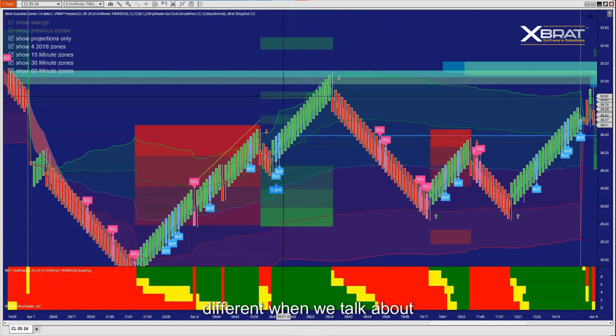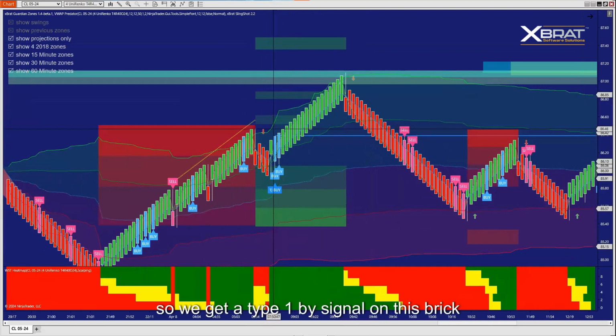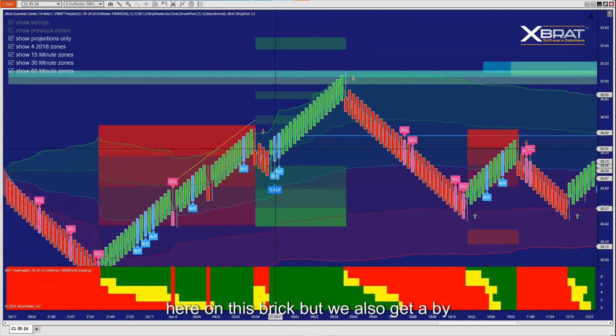It's different when we talk about the VWAP Predator on its own. So today I'm going to just go over a couple of those nuances, but also where we get that confluence, because this is important. These are the strong trades. So we get a type 1 buy signal on this brick here, but we also get a buy signal on the VWAP Predator, on that brick, and the brick after. Okay, so we've got 2 totally separate strategies saying buy.